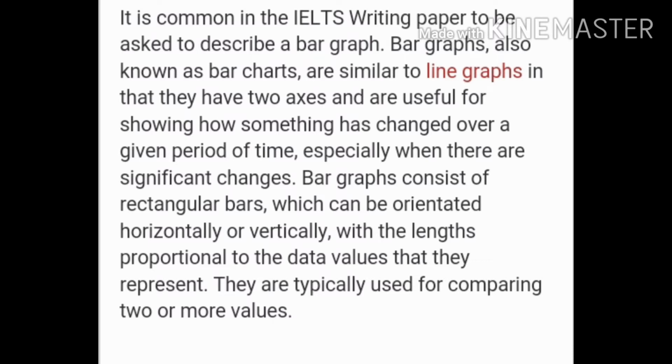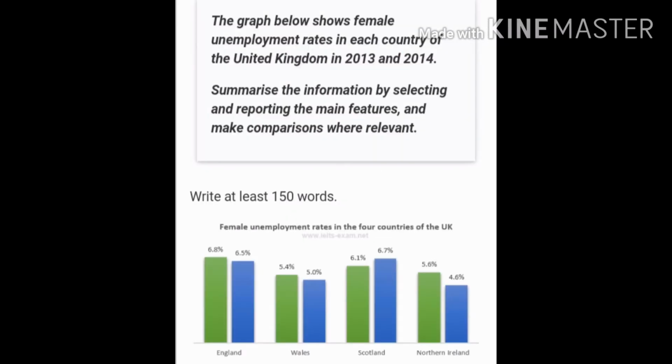Okay, so let's start it. And today's task is: the graph below shows female unemployment rate in each country of the United Kingdom in 2013 and 2014. Summarize the information by selecting and reporting the main features and make comparison where relevant. Okay, so let's start to describe it. As you can see, we have four countries: England, Wales, Scotland, and Northern Ireland.